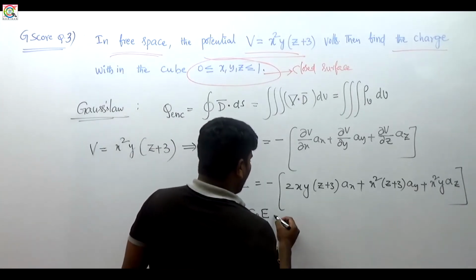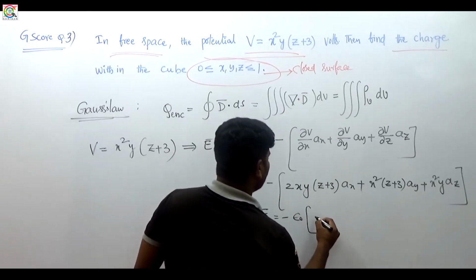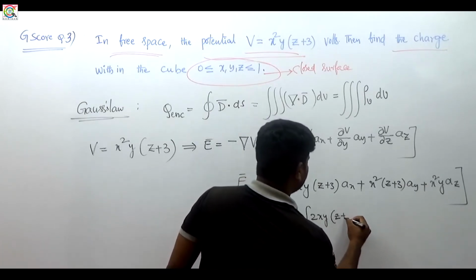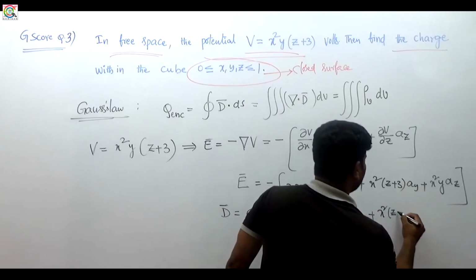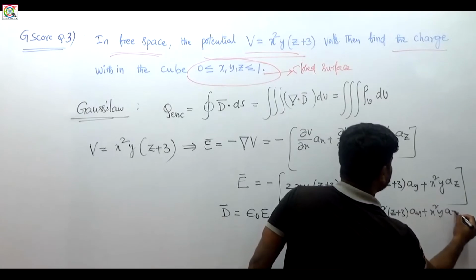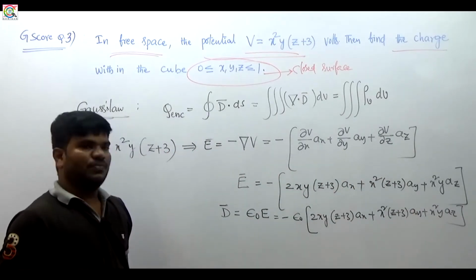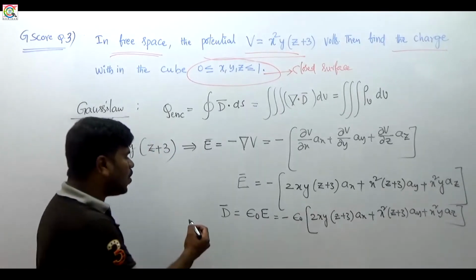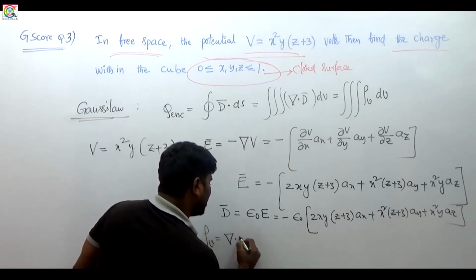So now, how much will you get? Here you will get minus epsilon naught into 2xy(z plus 3) a_x plus x square (z plus 3) a_y plus x square y a_z. This is D bar. Now how can I get rho v? Rho v is the volume charge density. This will be del dot D.